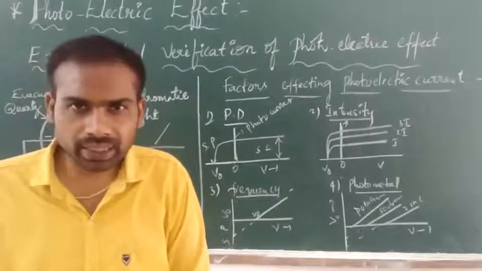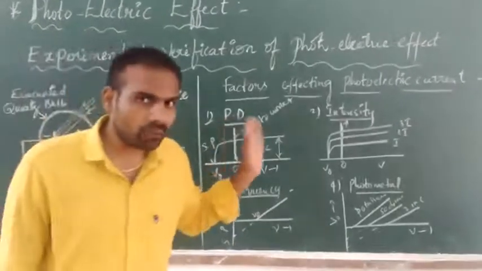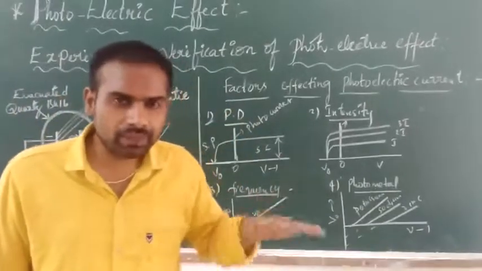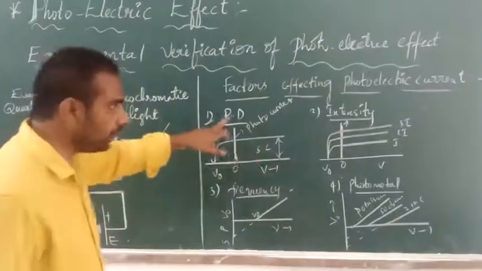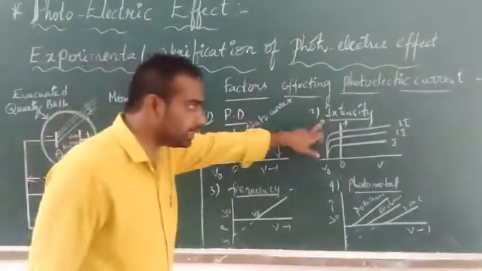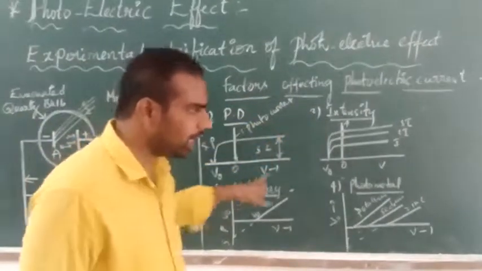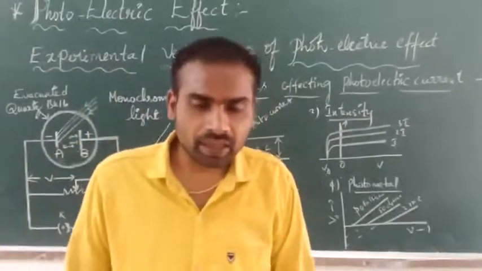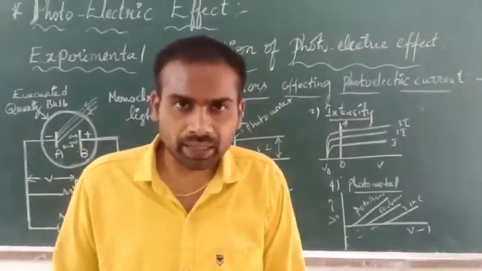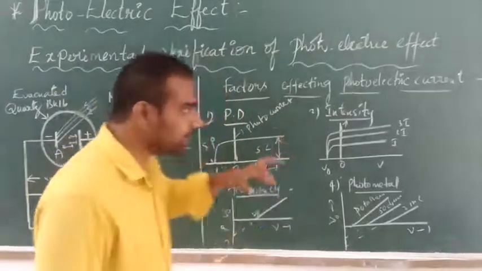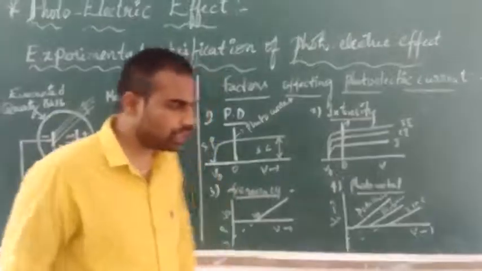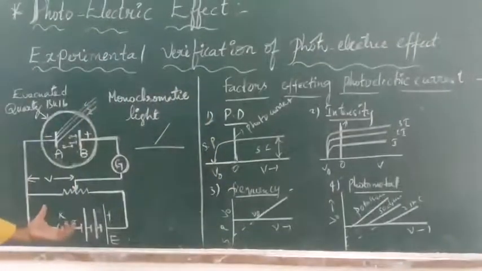Is it clear? So the characteristics of photoelectrons will depend upon potential difference (PD), intensity, frequency and photometal. These are the four factors on which the photocurrent depends. The first factor is potential difference, PD. Potential difference is nothing but the battery, we are applying a voltage.